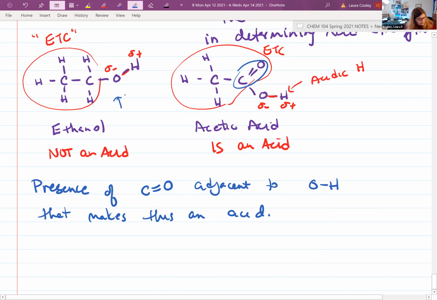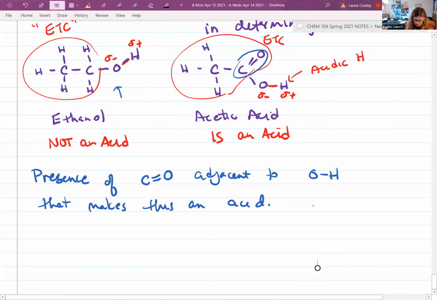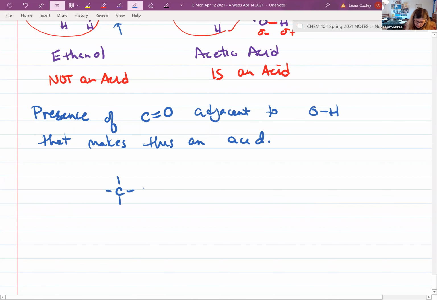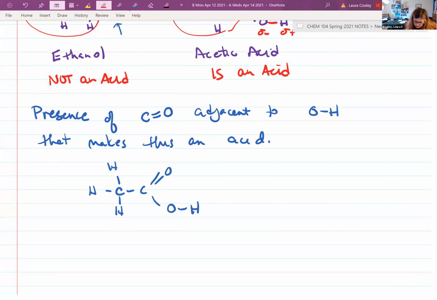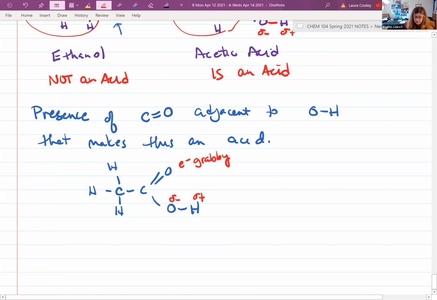So why does the presence of that oxygen there matter so much? This is the reason why. Here's a C double bond O, OH, you have hydrogens here. This is already negative and positive here, but this oxygen is also very electron grabby. It also has a very large electronegativity, so it tends to pull electron density. That's how we put it.